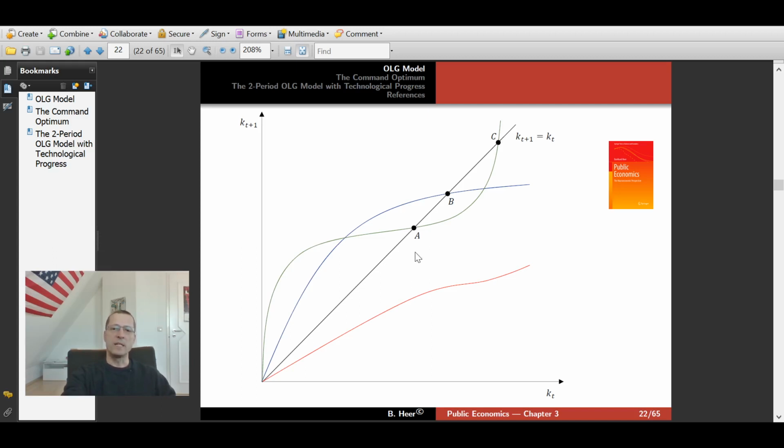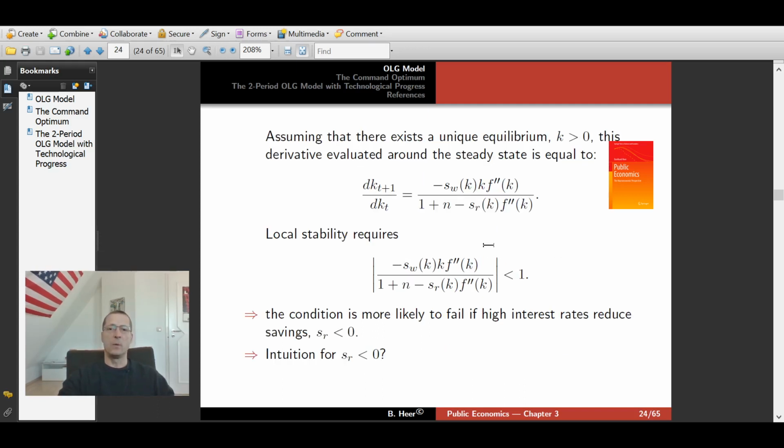Well, you can't help noticing that A is stable because the slope of the green line is smaller than 1 in absolute value. And here C is unstable because the slope of the green line is larger than 1. So this is our stability condition, that the slope dk_{t+1} over dk_t is smaller than 1. And now let's look when this is more likely to hold.